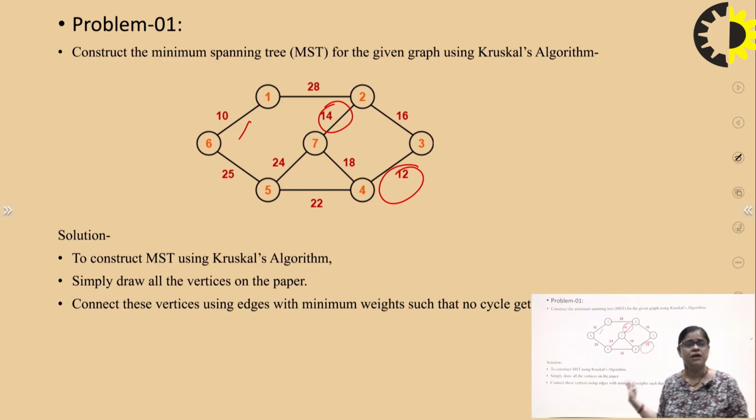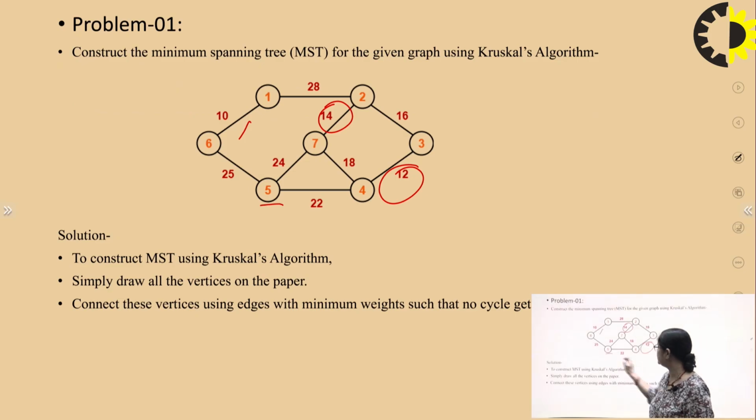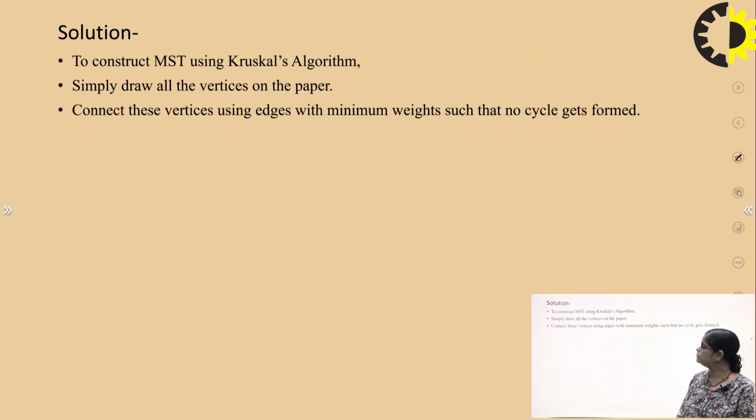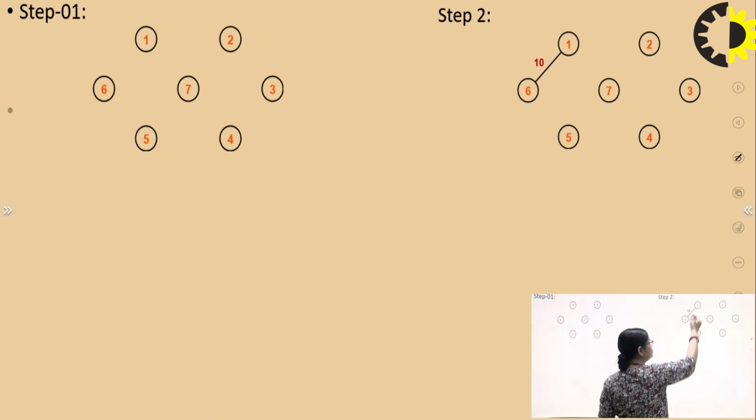So this is a graph. We are connecting these vertices using the edges with the minimum weights. First, to construct it, we simply draw all the vertices on the paper, and connect them using the minimum weights. Now, step one is that I have taken all the vertices, and if you remember the diagram I gave in the previous slide, the minimum edge was 10. So I have connected 1 to 6. The weight is 10, right?